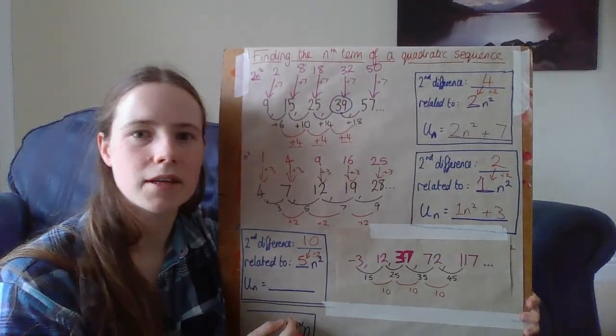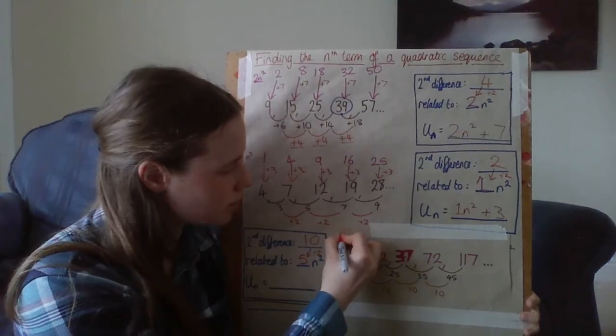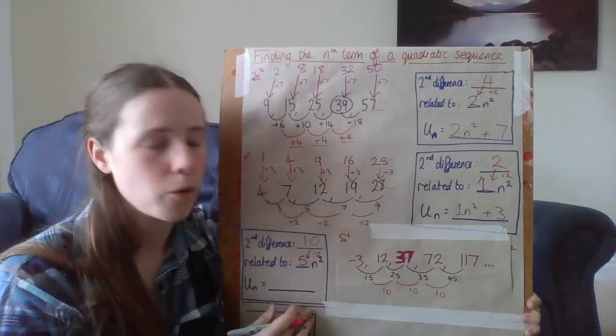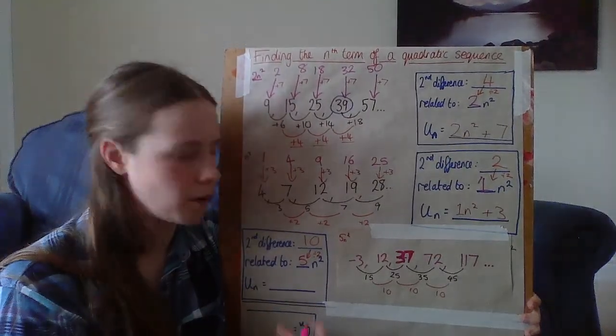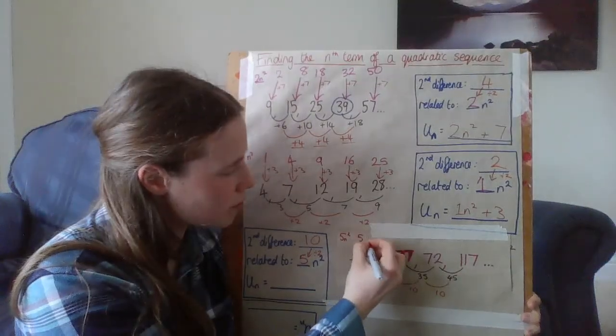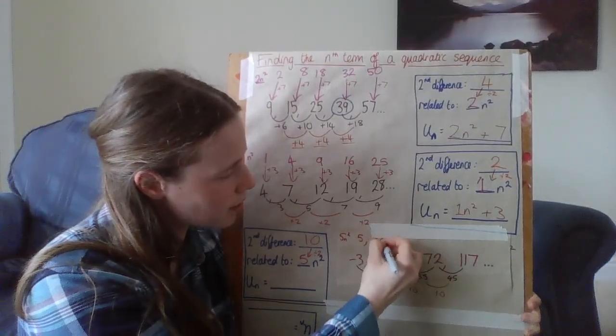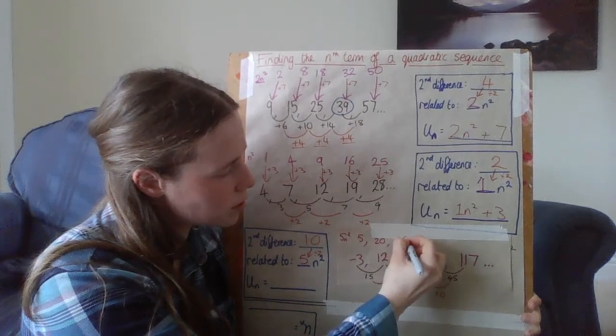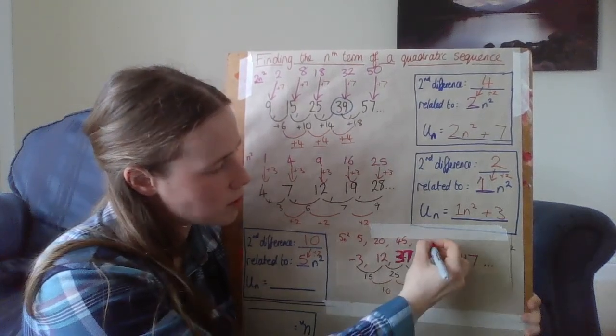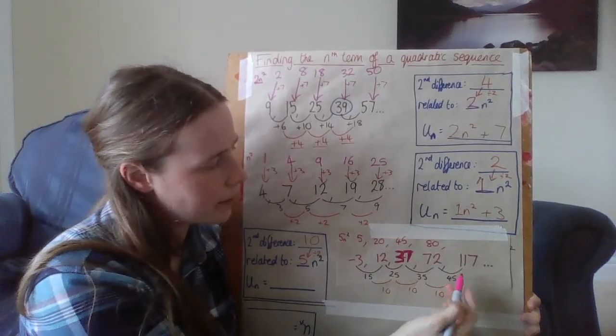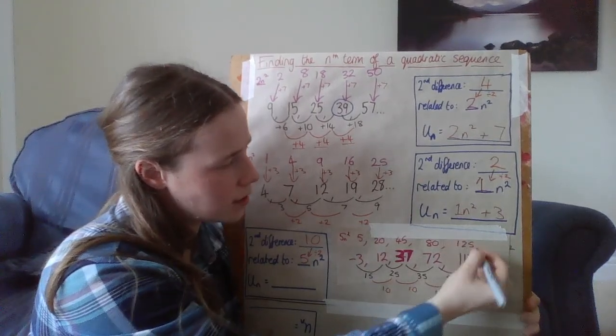So I need to write the sequence 5n squared above it, or in other words, the square numbers times by 5. So I'm going to get 5, and then 4 times 5 is 20, 9 times 5 is 45, 16 times 5 is 80, and then 25 times 5 is 125.